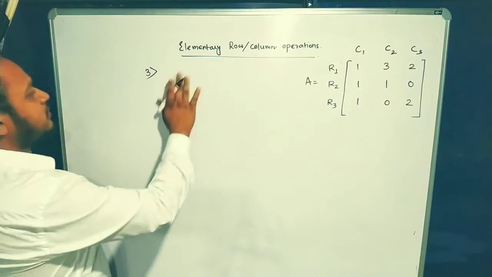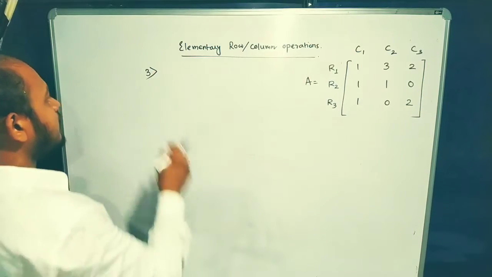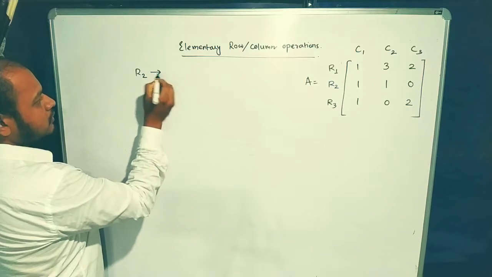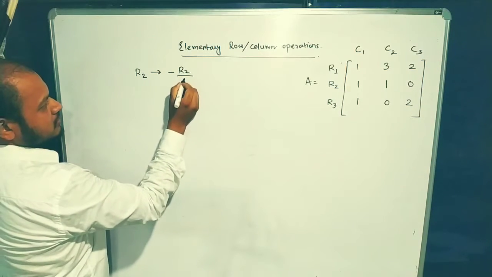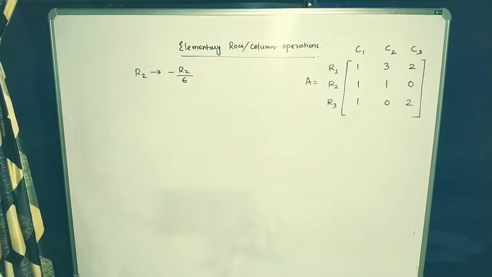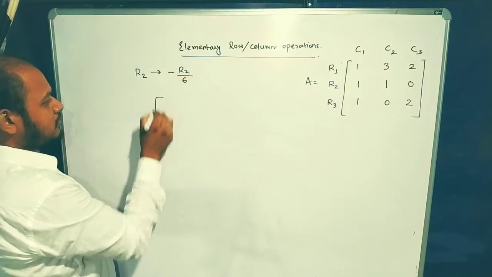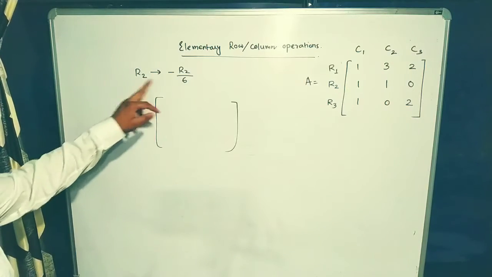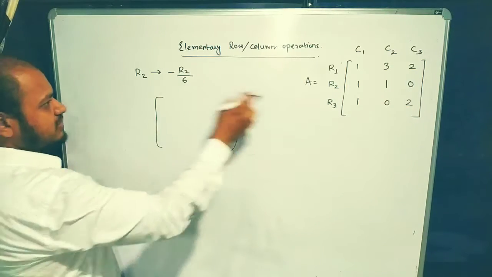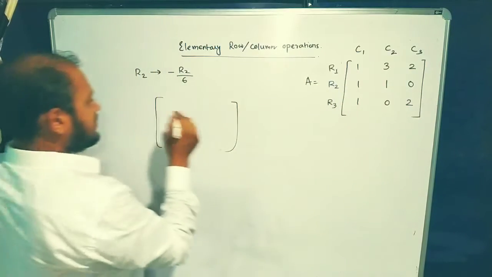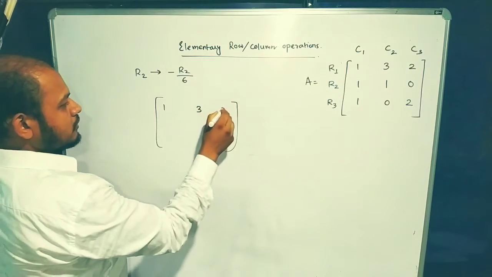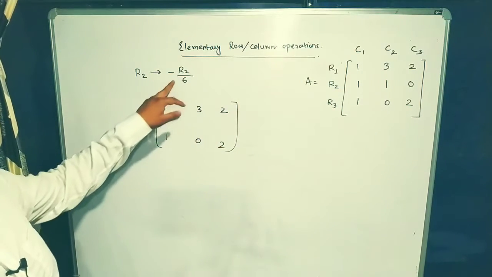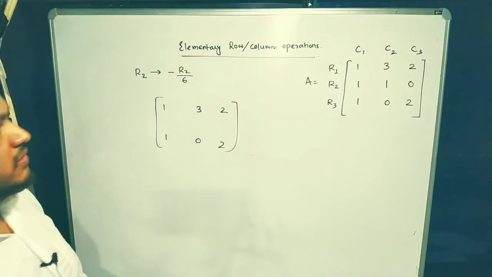Okay, in this matrix let us say we have to do this operation. R2 becomes minus R2 by 6, for example. So what will be the new matrix after this operation? The matrix, see, R1 and R3 are not changing, only the second row is changing. So let us write the first row and the third row as it is, 1, 3, 2 and 1, 0, 2. Only the second row becomes multiplied by minus 1 by 6.